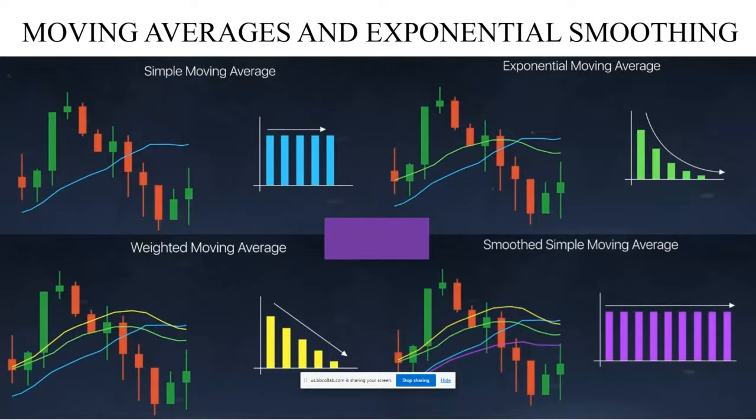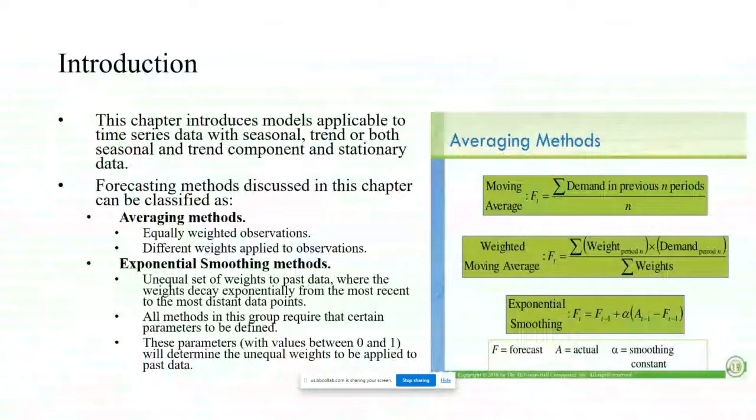In this lecture, we're going to continue on with time series analysis, and we want to talk about two different techniques within time series analysis: moving averages and exponential smoothing. This chapter introduces models applicable to time series data with seasonal, trend, or both seasonal and trend component, and stationary data.